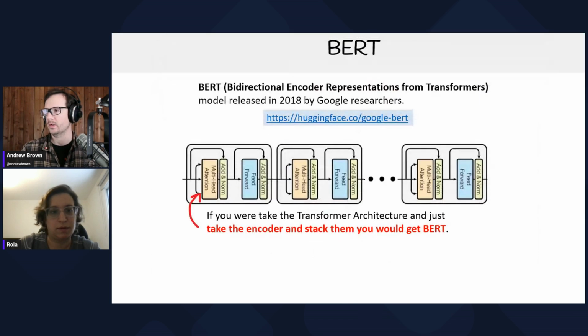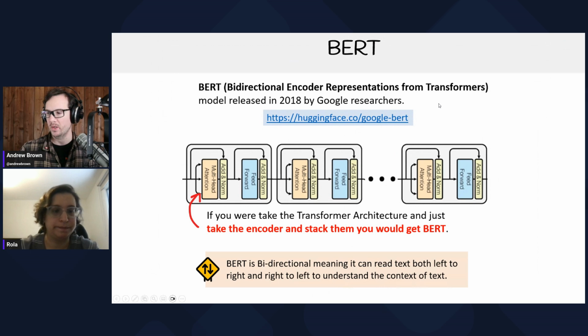Okay, interesting. So let's go over into the next part of BERT. BERT is bidirectional, meaning it can read text both from left to right and right to left to understand the context of text. Sorry, that's not exactly what it means. The naming is a misnomer. It should be named non-directional. It's called bidirectional, but the idea is that it doesn't.